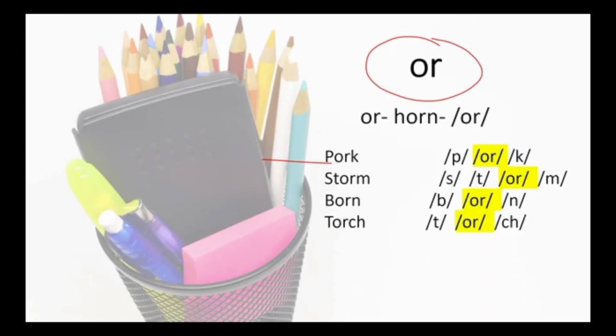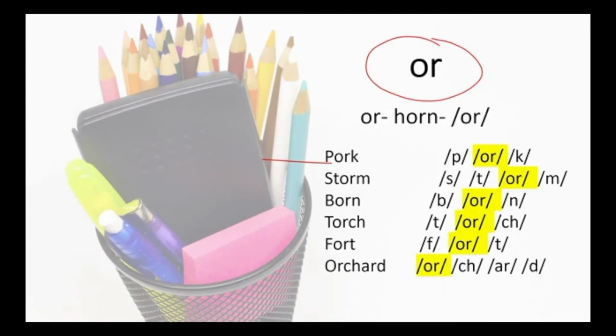The next word has a digraph in it, the CH digraph. So we have t-or-ch. Here's the word fort, f-ort, fort. And last, we actually have one that contains the OR, but it also contains an AR. It's a multisyllabic word, so we're going to be getting to that more in the next lesson, but we'll go ahead and read it together. Orchard, orchard.